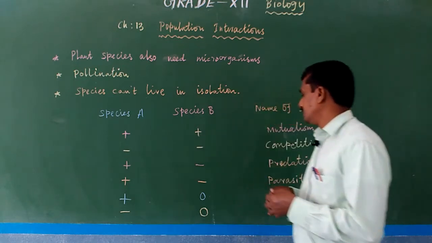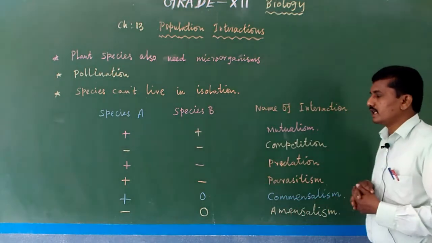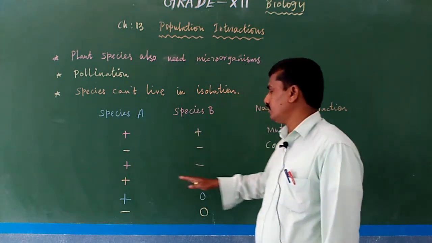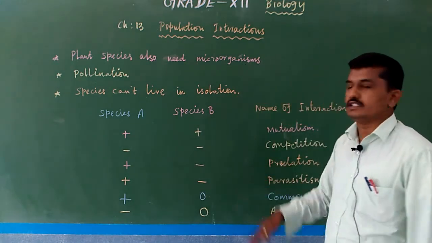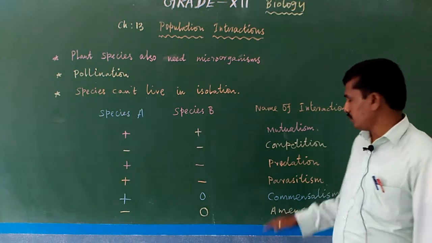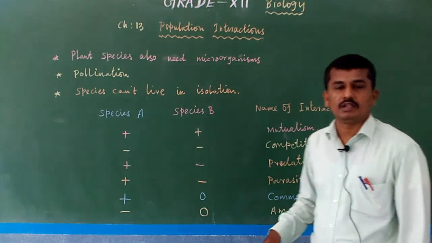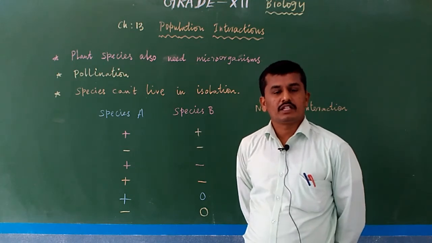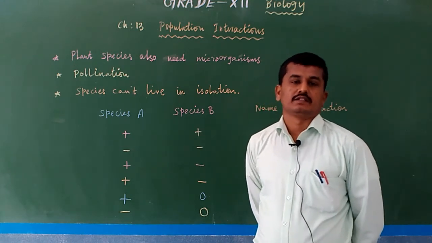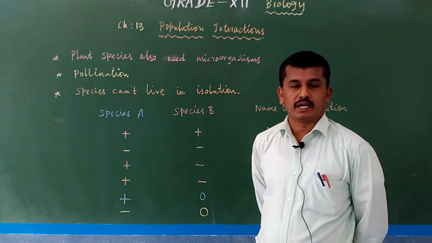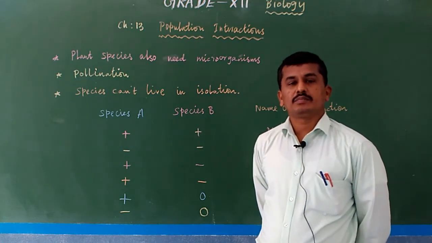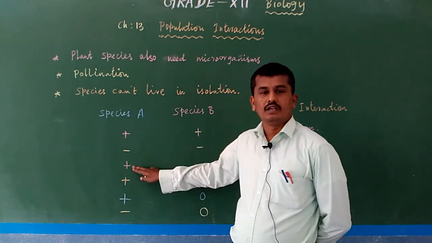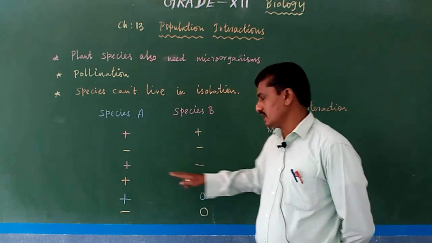Then predation. Predation means one organism, species A, gets benefited, another organism gets a detrimental interaction. For example, what we think of as a predator is a lion and deer. So the deer is prey and the tiger is a predator. So the tiger gets benefit from the deer and the deer gets minus.